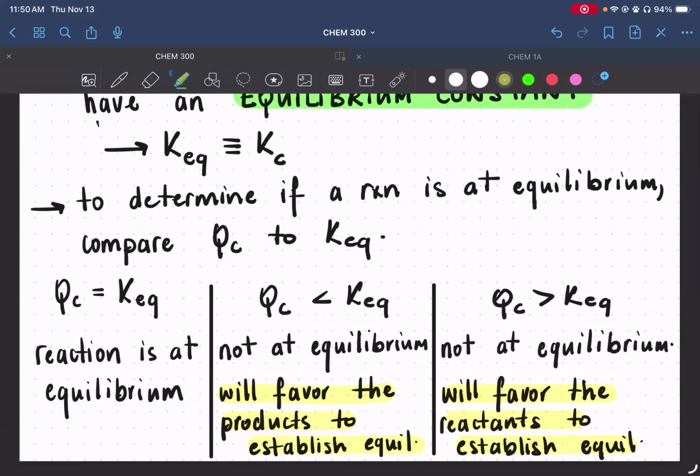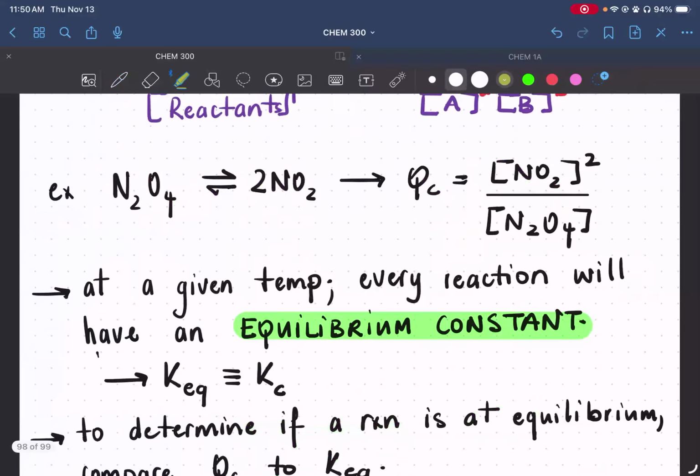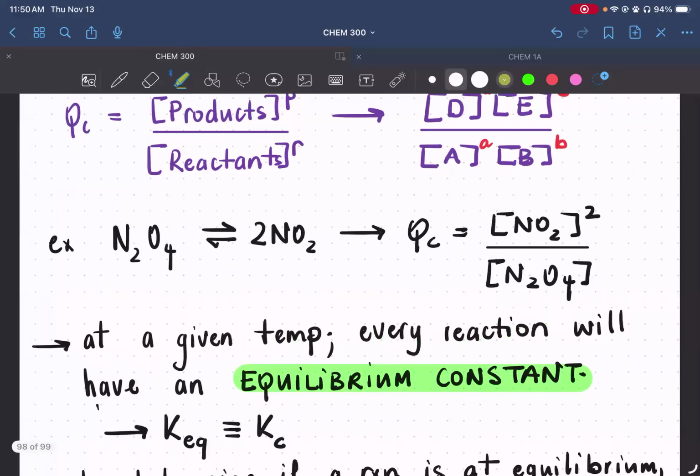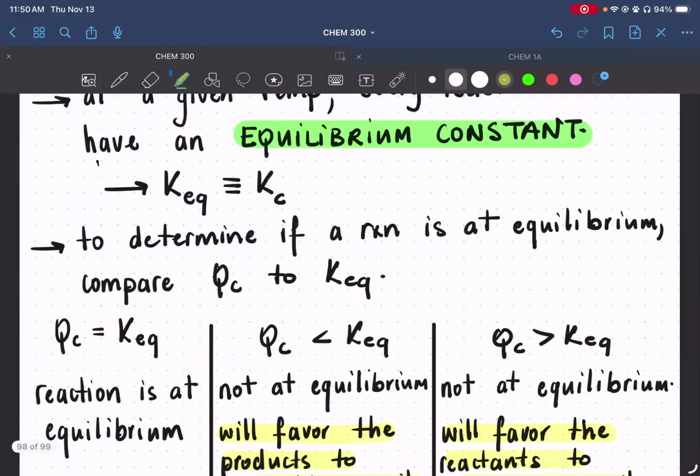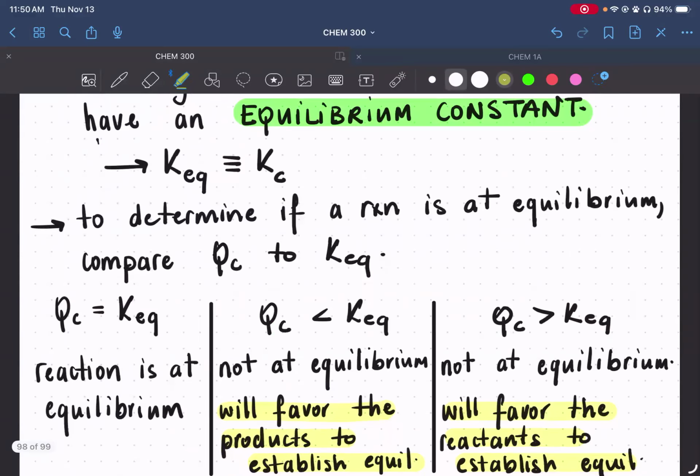So to determine if a reaction is at equilibrium, we calculate the quotient, the QC. All we need to calculate it is the balanced equation and, of course, any concentrations. And then we compare the two. If the calculated value is equal to KEQ, then you're at equilibrium. If it's not equal, then you're not at equilibrium.